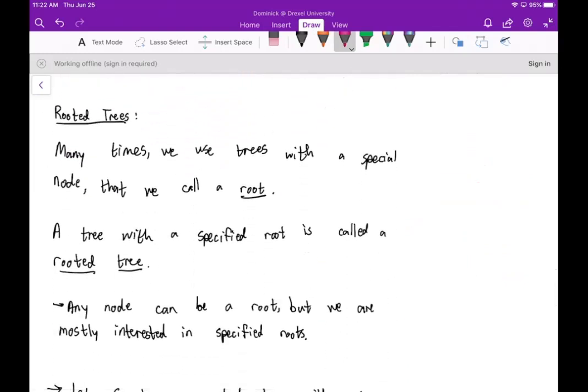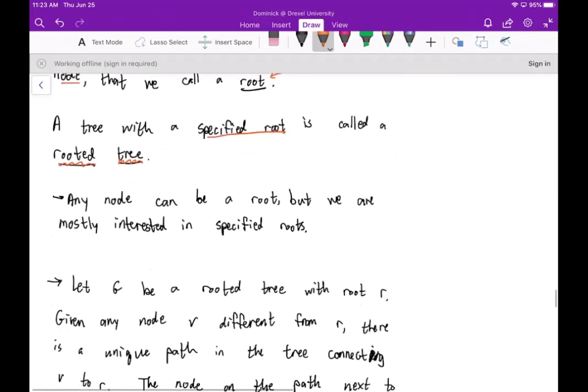Okay. Now, another type of tree that we'll talk about is what's called a rooted tree. Now, we refer to a special node on a rooted tree as a root, right? And if this root is specified, we call this a rooted tree, right? Now, of course, any node can be a root, but we're mostly interested in specified roots because they might have some sort of special property that we're interested in.